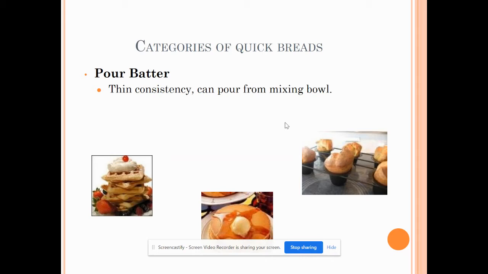There are several categories of quick breads, the first being a pour batter. So, this is a very thin consistency as it can be poured from a mixing bowl or a liquid measuring cup. The liquid to flour ratio is 1 to 1. So for every 1 cup of flour, there is 1 cup of liquid. Some examples include waffles, pancakes, and popovers. So we have pictures of all of those listed below. Popovers, if you've never had them, are very thin consistency and they're hollow on the inside.